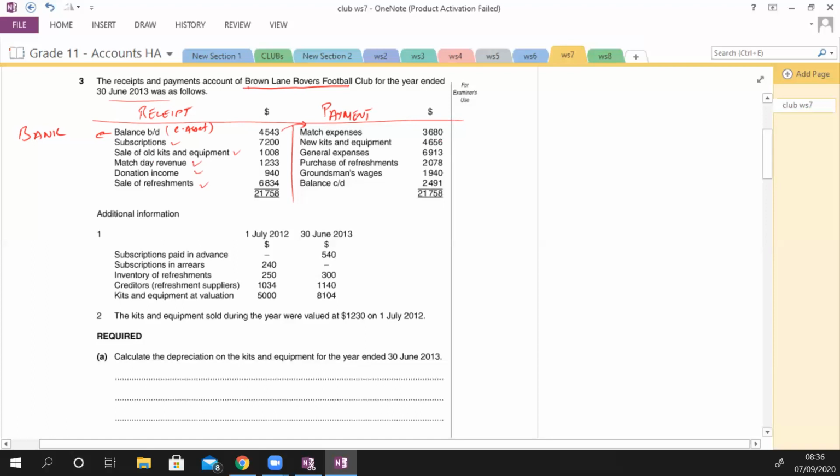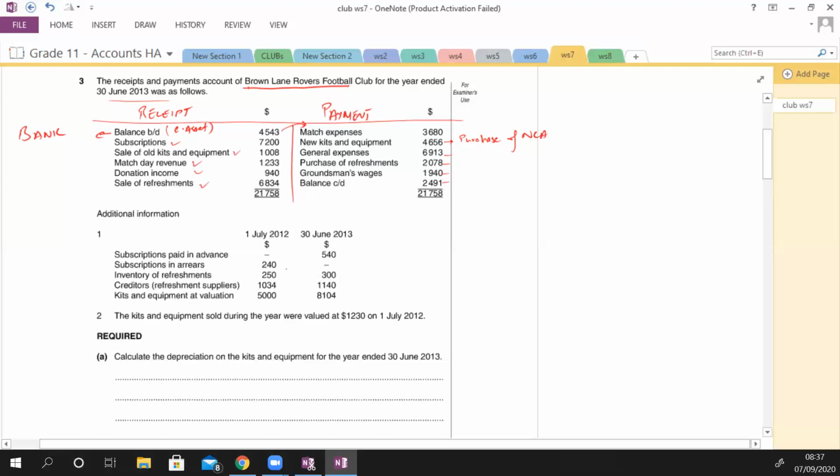Payments: new kits and equipment. That means this is purchase of non-current assets. General expenses, purchase of refreshments, groundsman wages, and the closing balance.